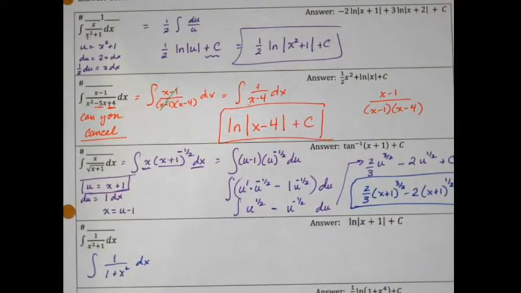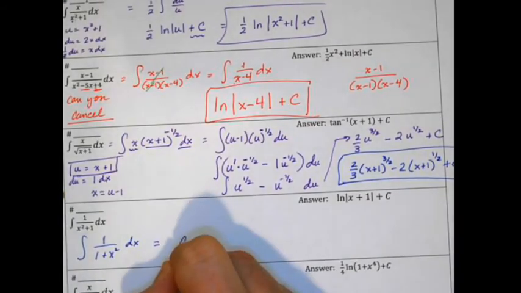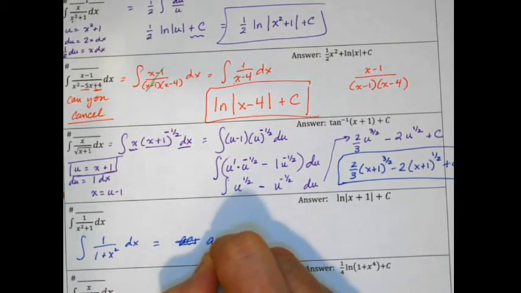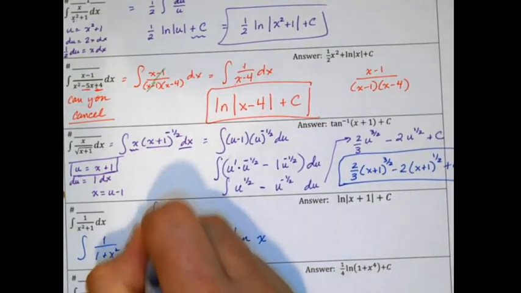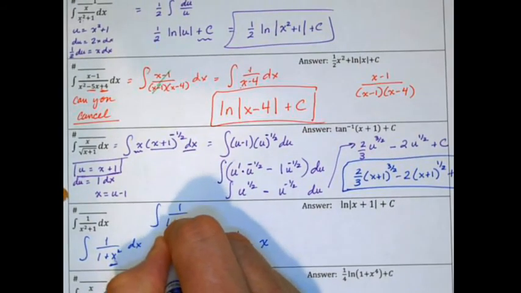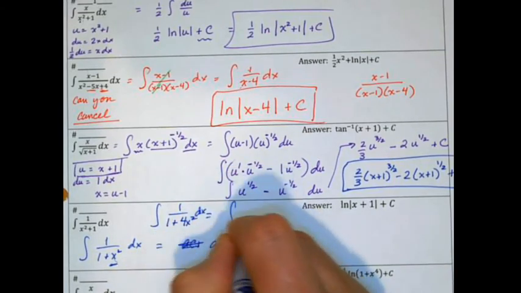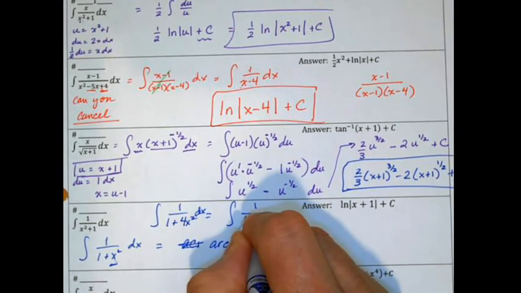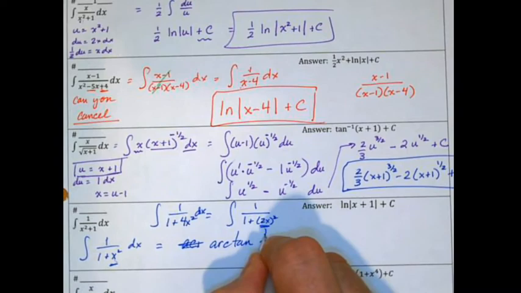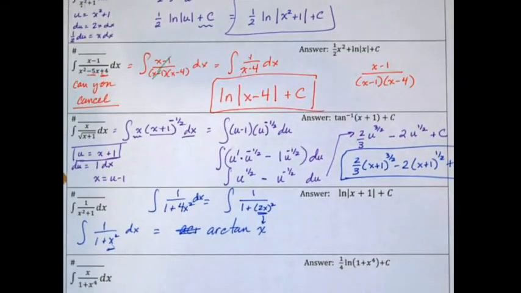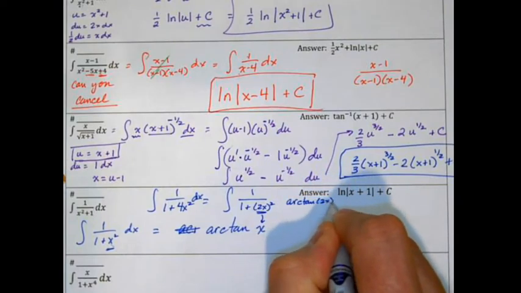Alright, so let's get back to this. This is the form of arctangent of x, because there's nothing in there. Now, let's say that that was 1 over 1 plus 4x squared. Well, that is 1 over 1 plus 2x squared. And so that would be that value. All right, so that would be arctan of 2x plus c.